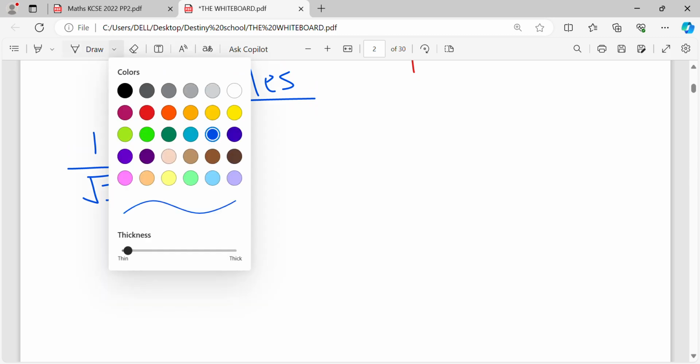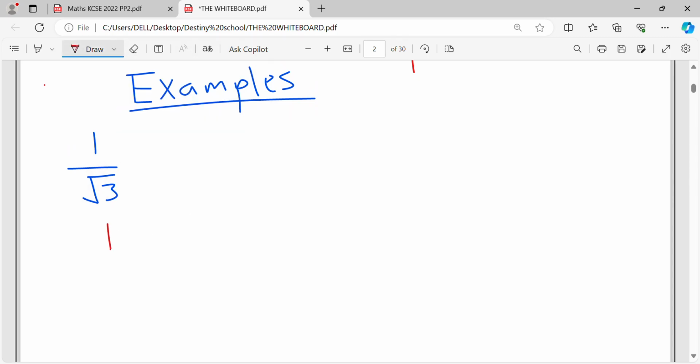Examples. Sometimes in surds, you can be given something like 1 over root 3, and you'll be told to simplify. When you have a single denominator, like in this case, the question will be just to simplify 1 over root 3.